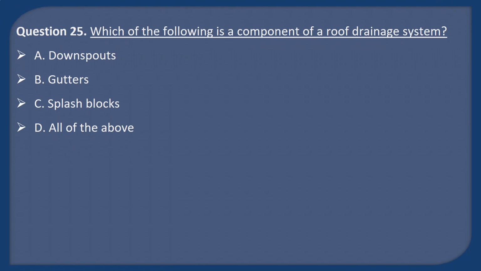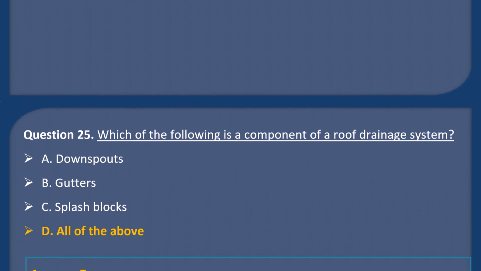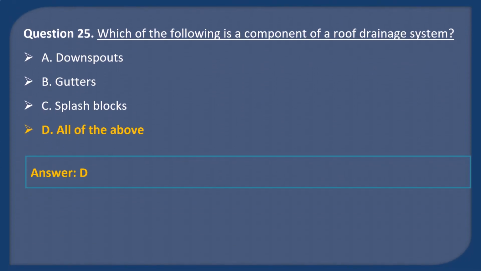Question 25. Which of the following is a component of a roof drainage system? A. Downspouts. B. Gutters. C. Splash blocks. D. All of the above. Answer D.